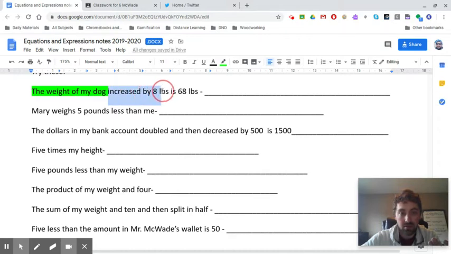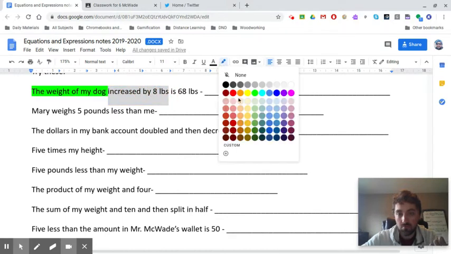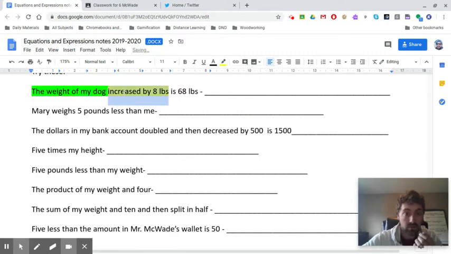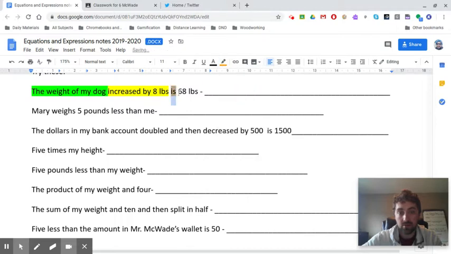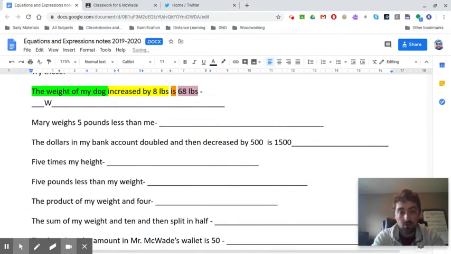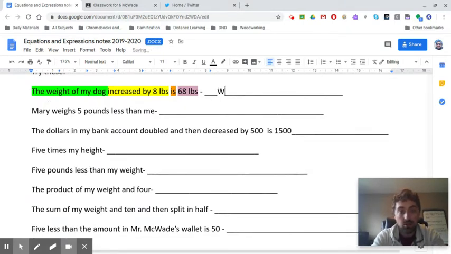Increased by 8, so we know that's an increase. That gives us plus. Remember that "is" is represented by an equal sign, and 68 pounds. That's going to be our constant. So we have 4 parts of this: the weight of my dog, which we don't know. So we go W. I'm just going to erase it. W increased by 8, plus 8, is equal to, because that's the "is" sign, 68.